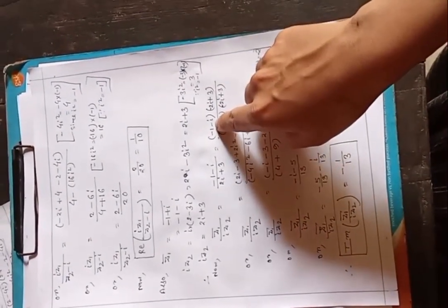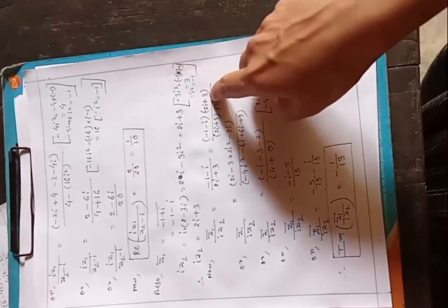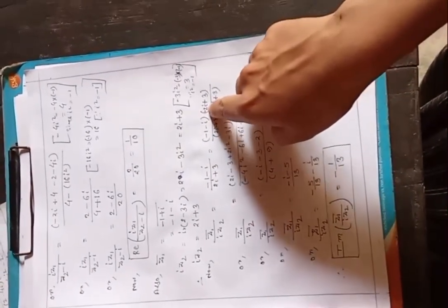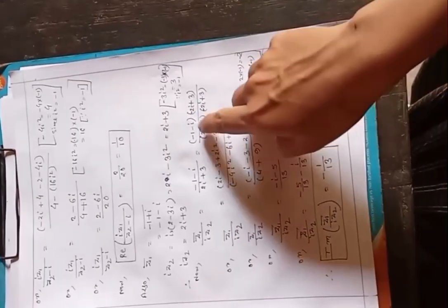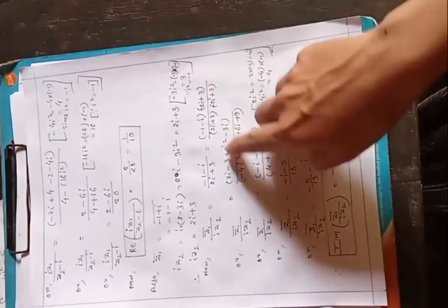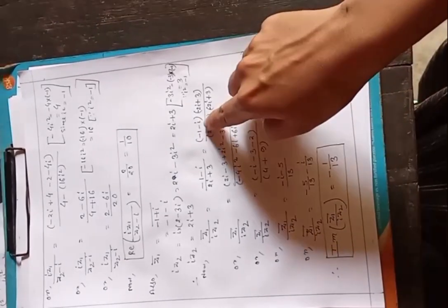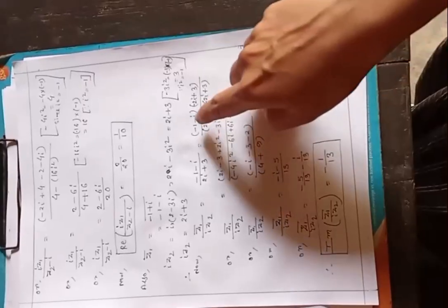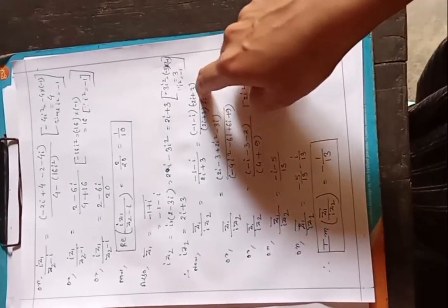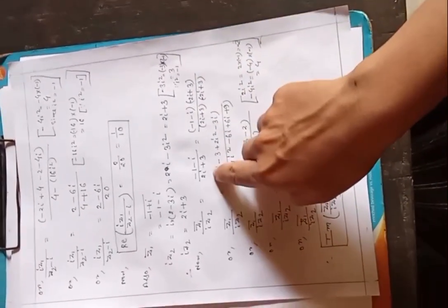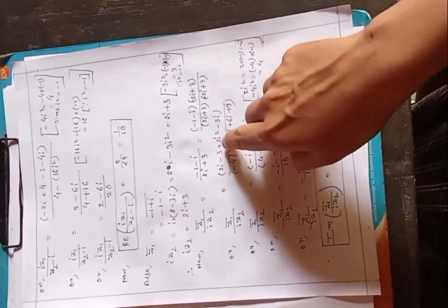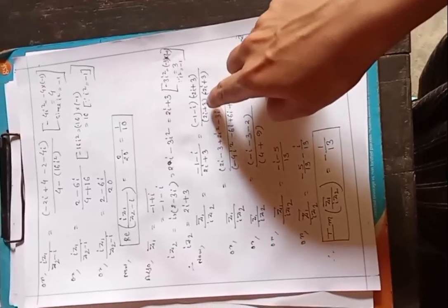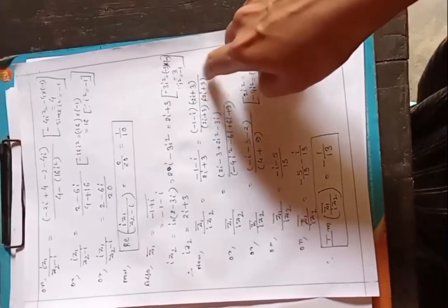Multiplying minus 1 minus I with minus 2I plus 3 gives us: minus 1 multiplied by minus 2I equal to plus 2I. Minus 1 multiplied by plus 3 gives us minus 3. Minus I multiplied by minus 2I gives us plus 2I square, and minus I multiplied by 3 gives us minus 3I. So our numerator is 2I minus 3 plus 2I square minus 3I, and our denominator is 2I plus 3 multiplied by minus 2I plus 3.